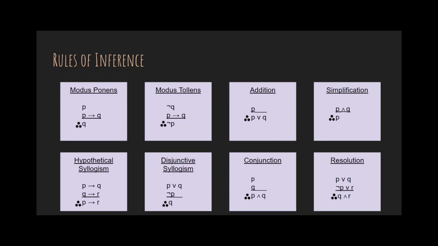Disjunctive syllogism. P or Q is true. P is not true, therefore Q is true. It's basically you're eliminating the P. Therefore, Q would have to be true because this statement has to be true in some form, and if P is not true, then Q would have to be true to make this statement true.